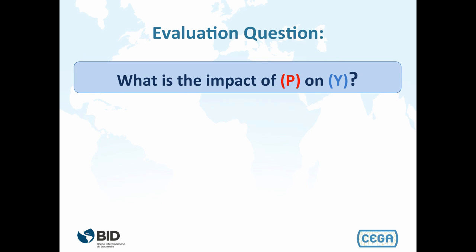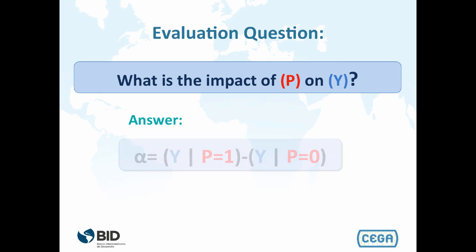Now, let's translate the impact evaluation question into a measure. What is the impact of program P on outcome Y? Well, we can display that in the context of this simple equation. Alpha is the impact. Y is the value of the outcome of interest. P equals 1 is having the program. P equals 0 is not having the program. So the impact, alpha, equals the value of the outcome when you have the program minus the value of the outcome when you don't have the program.